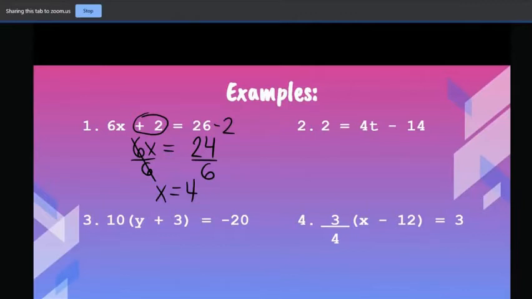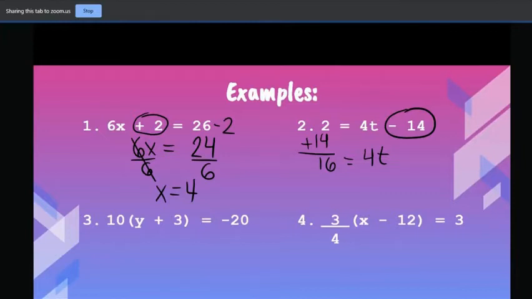Number 2, 2 equals 4t minus 14. So we're going to use SADMEP to solve this problem. S is for subtraction. We do have subtraction, so let's circle that. When we move the minus 14 to the other side, it's going to change to plus 14. Add that together. 2 plus 14 equals 16. Bring down your 4t. The next letter in SADMEP is A, addition. We do not have any addition.